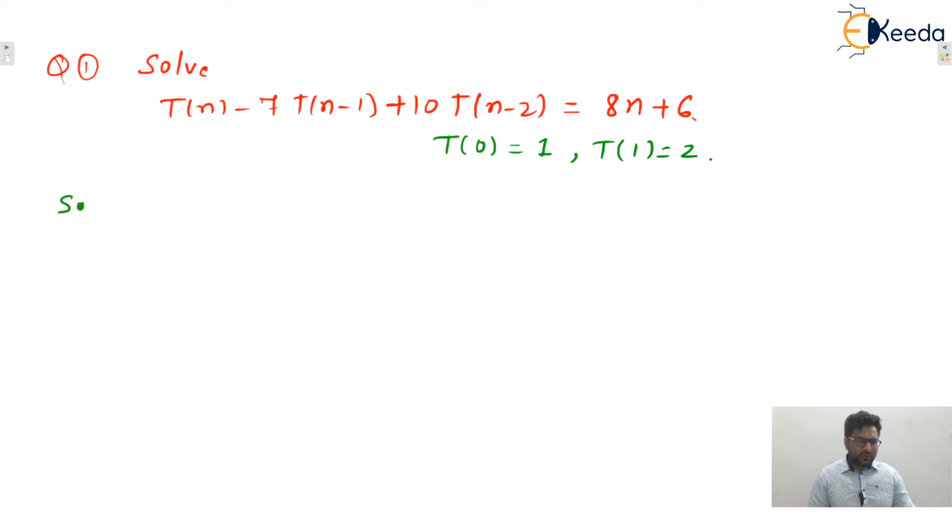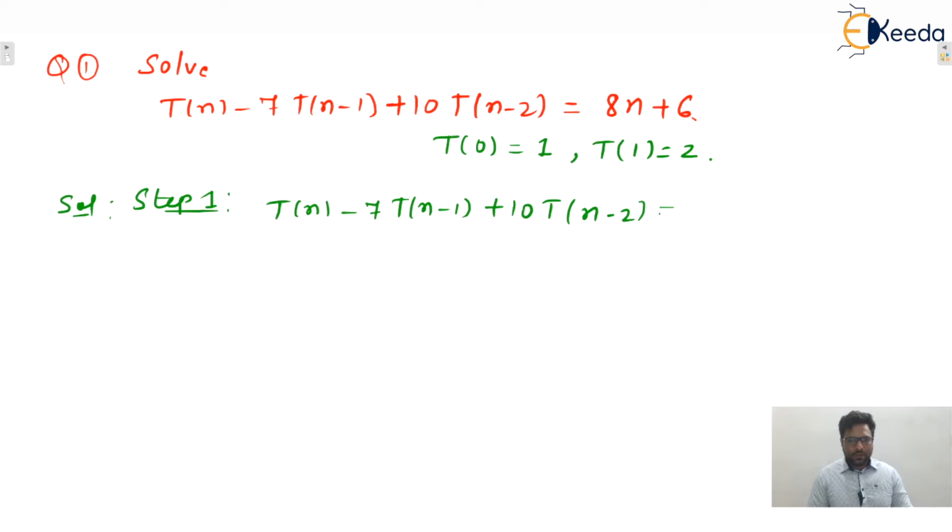So in the solution, we'll see step 1. Step 1 is what? Put the right hand side equal to 0. Whatever be the remaining part, that will be the homogeneous, and put it equal to 0. So here write the characteristic equation, so it becomes t square minus 7t plus 10.